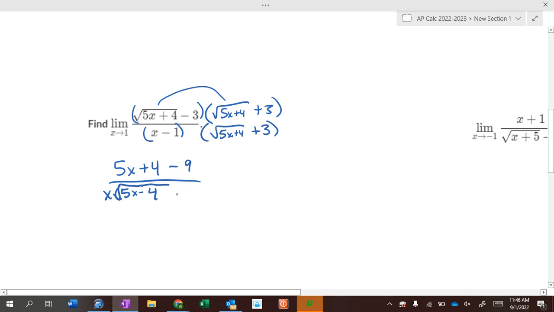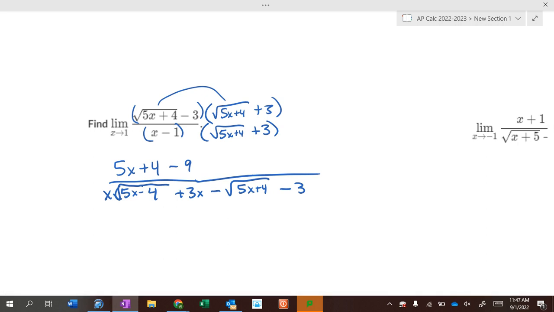I'm going to leave it like that. Outers is going to be plus 3x. Inners is going to be minus the square root of 5x plus 4. And last is going to be minus 3. Okay? So if we stick, would this help? Well, just watch.